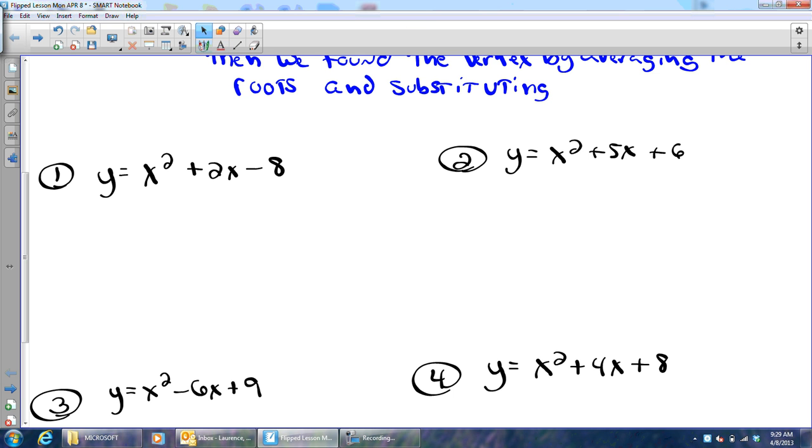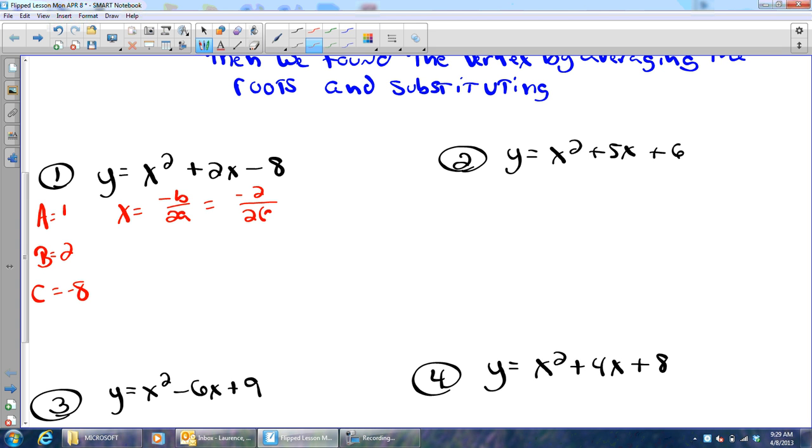First of all, I'm going to identify a, b, and c, and there's c. If I want to find the vertex, I'm going to do x equals negative b over 2a. So I'm going to take the negative 2, put it over 2a, and a is 1, and that's going to give me negative 2 over 2, which is negative 1. That is the x-coordinate of the vertex.